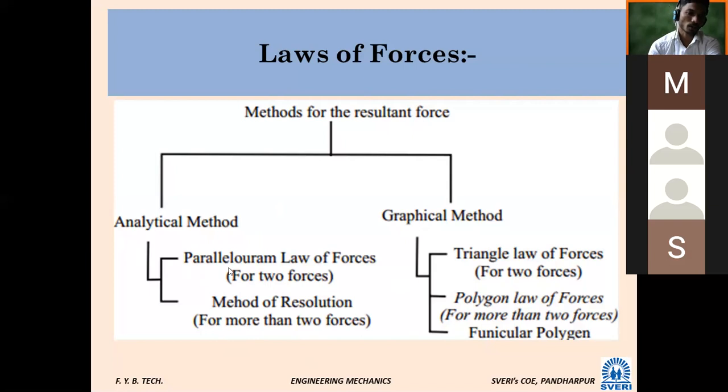So what is this parallelogram law of forces? It is applicable to two forces, which is very important, which will be concurrent as well as coplanar. When we are going to use this parallelogram law of forces, that we will see. Before that, this chart we should remember. There are mainly two methods, one is analytical, another one is graphical. Then the parallelogram law of forces that we are going to see now, and the method of resolution, many more examples of which we have solved.